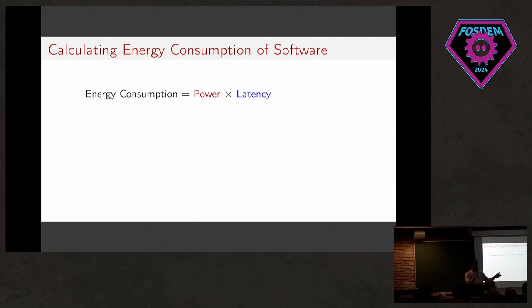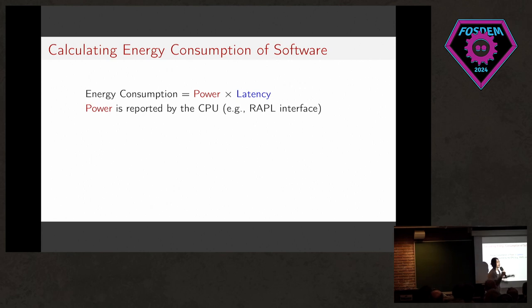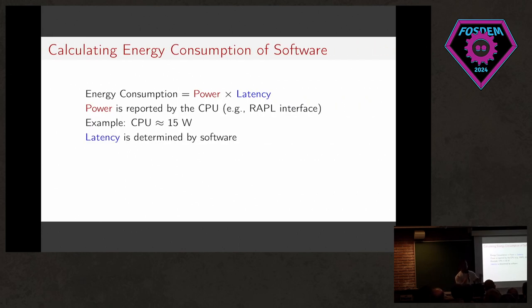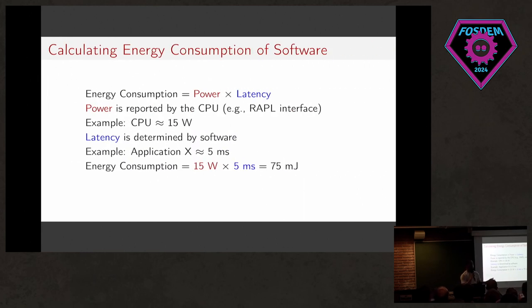You would say, okay, I know, this is very simple, right? Energy is power times latency, right? We just talked about this. I'll get the power from the CPU. My CPU has this magical interface called RAPL, which stands for Running Average Power Limit. I'm gonna get the value and voila, my CPU says 15 watts right now, great. Then I'll time my application, and my application turns out to be, let's say, 5 milliseconds, okay? And we put these values into this formula, and great, we have 75 millijoules of energy consumption. Job done, let's go home.